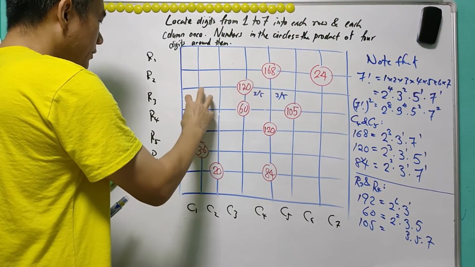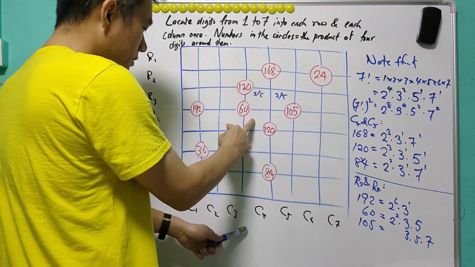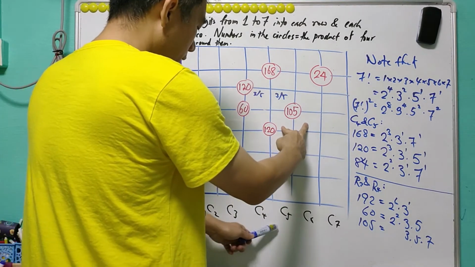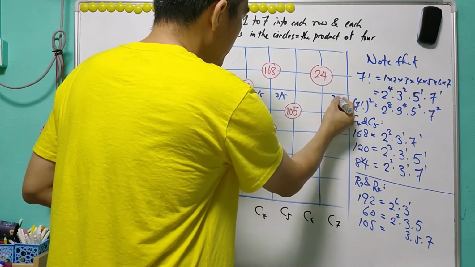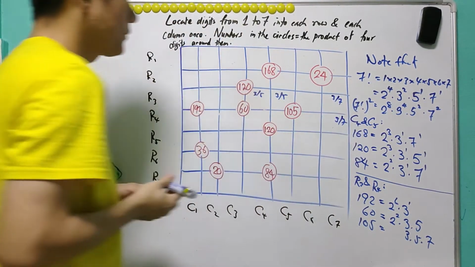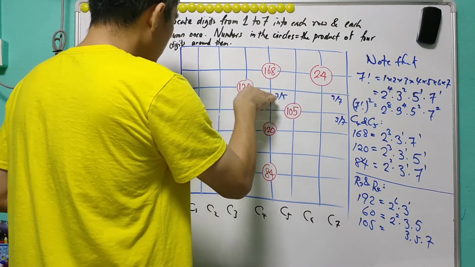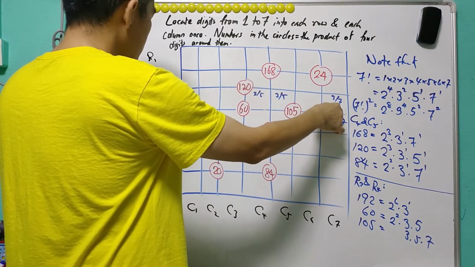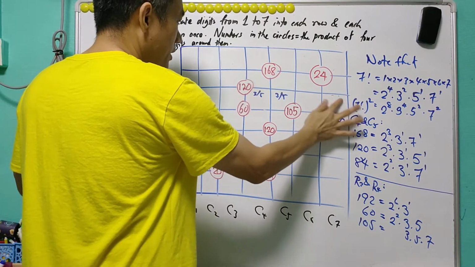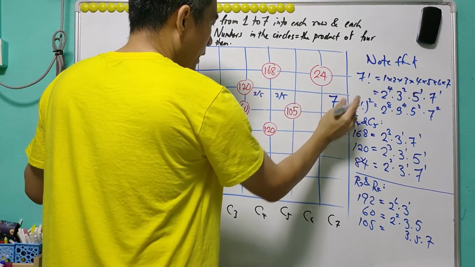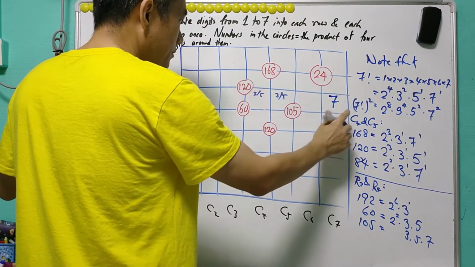192 covers the 4 numbers in C1, C2. 60 covers the numbers in C3 and C4. 105 covers the numbers in C5 and C6. So this means that this must be 37 or 73. And it's clear that no matter whether it is 35 or 53, there is a number 3 in R3. So this number in R3 and column 7 cannot be equal to 3. Therefore, it must be equal to 7. And therefore, this number in R4 and C7 must be equal to 3.